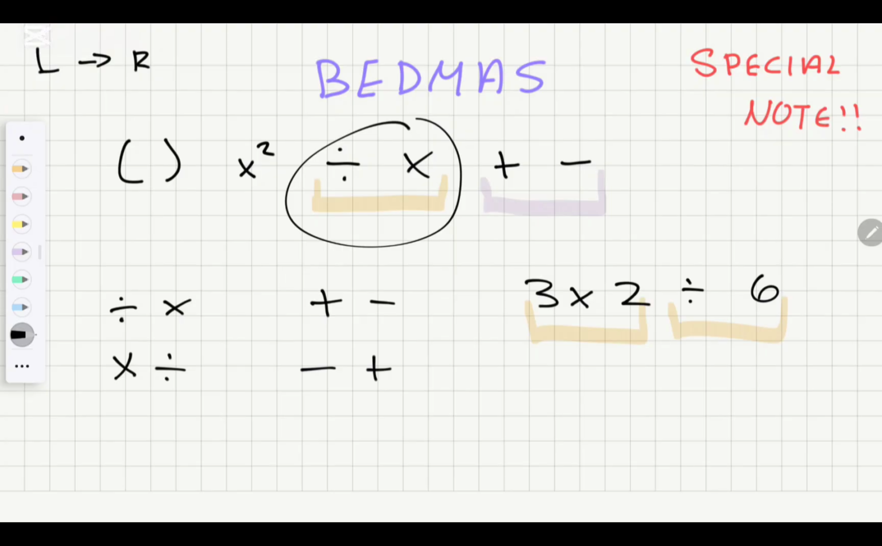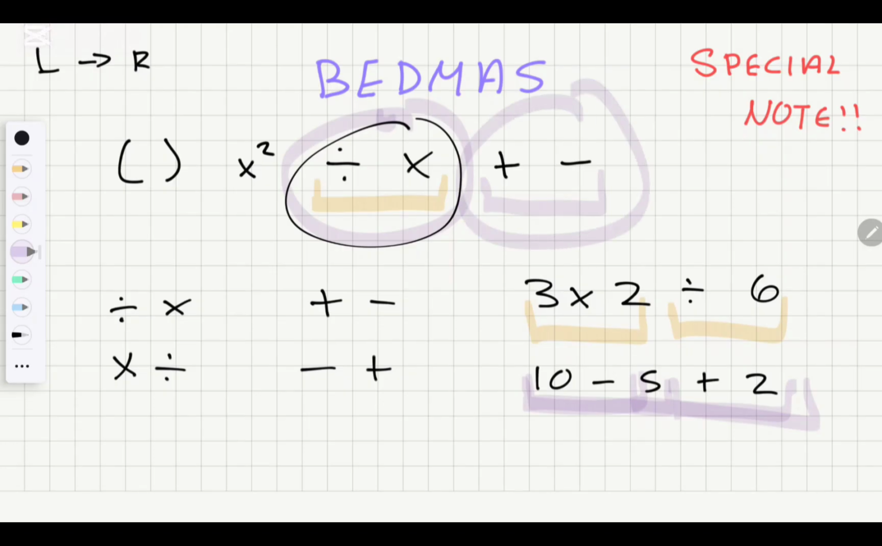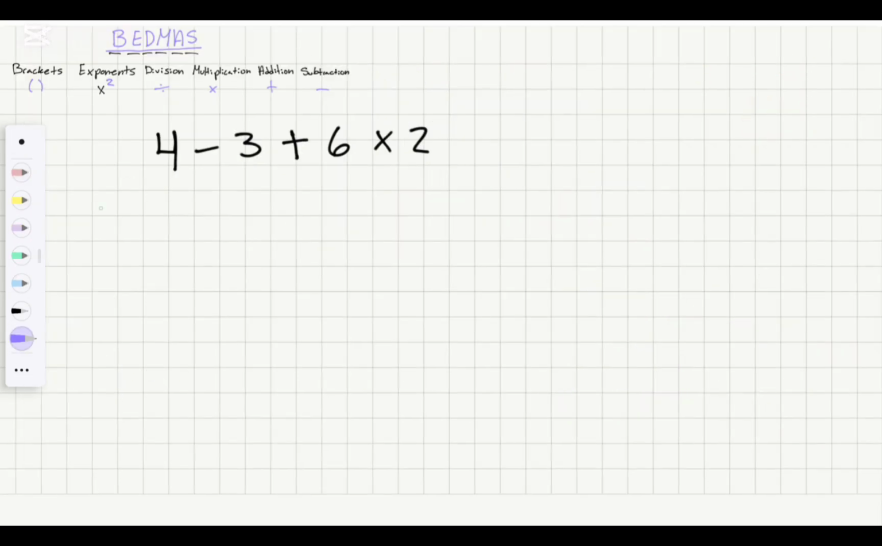Same if I were given the equation 10 minus 5 plus 2. I can do my 10 minus 5 and then my plus 2 right after. I don't have to do 5 plus 2 and then my minus 10 after. So my division, multiplication, and addition, subtraction, they are together.